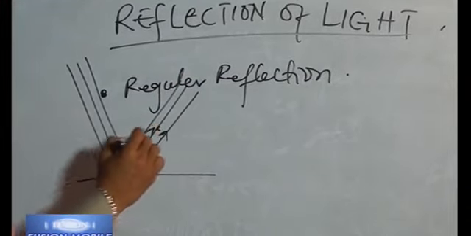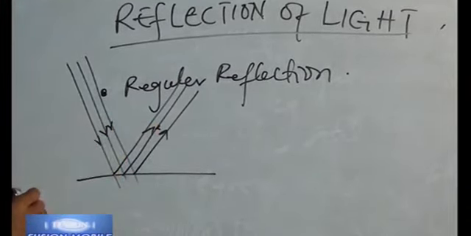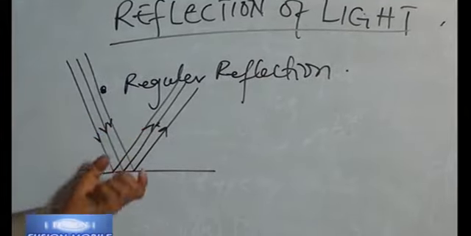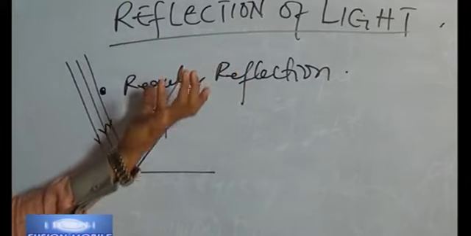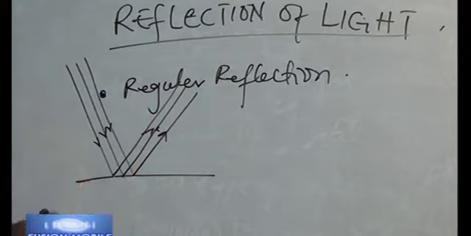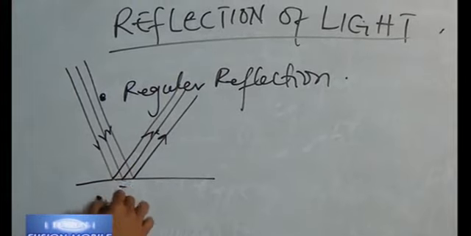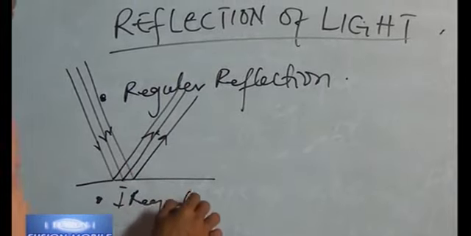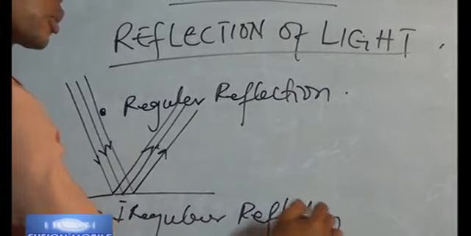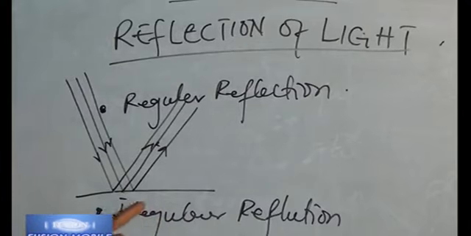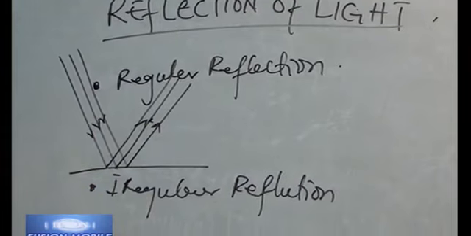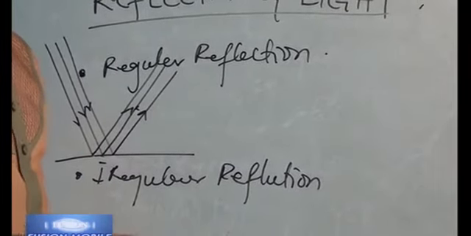So, in regular reflection, we'll say that the entire rays of light are reflected in the same direction because they had contact with a smooth surface. While we have the second one, which we call irregular reflection. Remember, the first one is regular, the second one is what? Irregular reflection. Another name for irregular reflection is scattered reflection or diffused reflection.